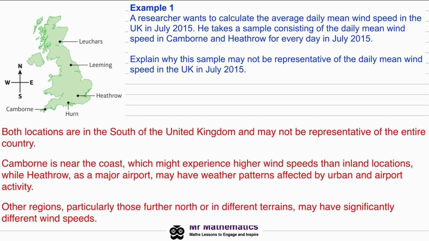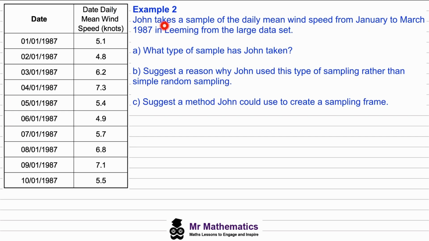Okay, let's try another example. So in example 2, we're told that John takes a sample of a daily mean wind speed from January to March in 1987 in Leeming from a large data set, and this is here. Part A, what type of sample has John taken? Part B, suggest a reason why John has used this type of sampling rather than simple random sampling. And then for part C, suggest a method John could use to create a sampling frame.